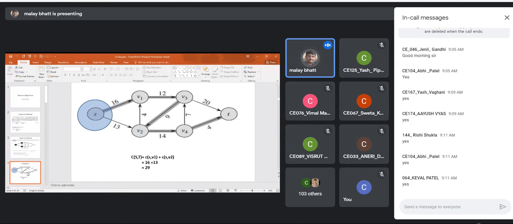It is 16 plus 13, obviously. The capacity of this cut is 16 plus 13. Is it clear? Okay. Then what is the flow value of this cut? It is the same. What is the reason? There are no incoming edges to this source node. So capacity will be equal to flow for this cut. Right?